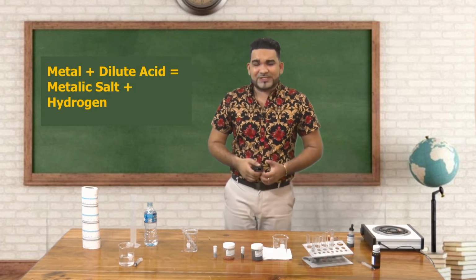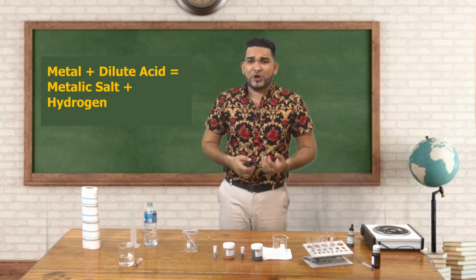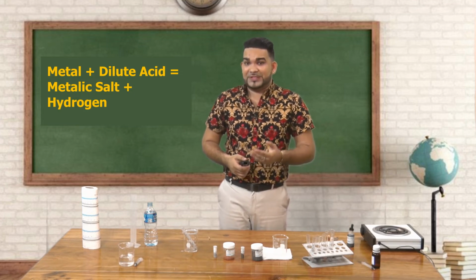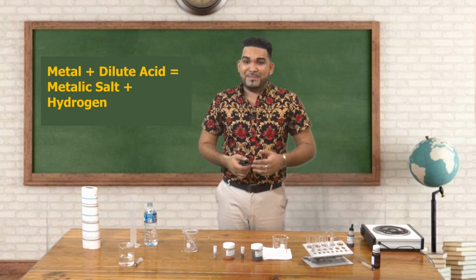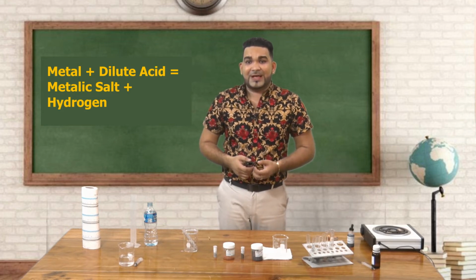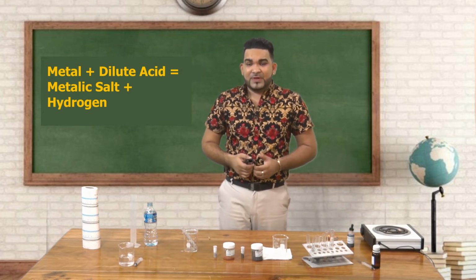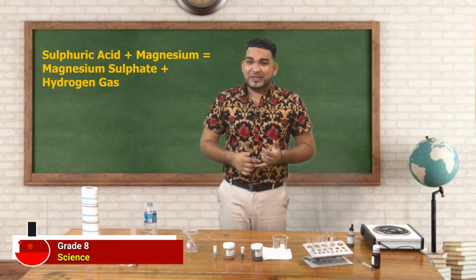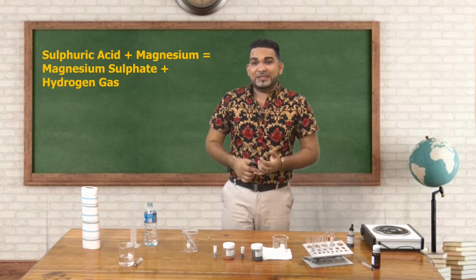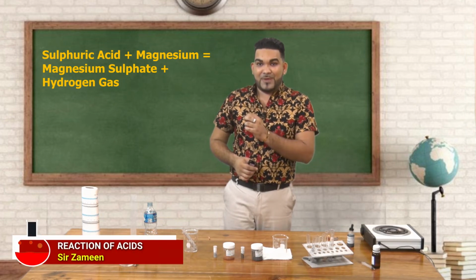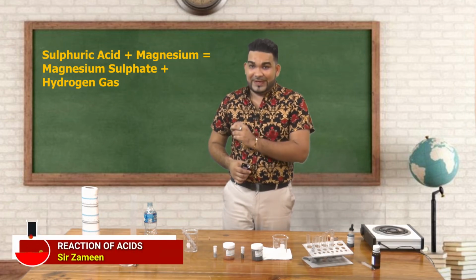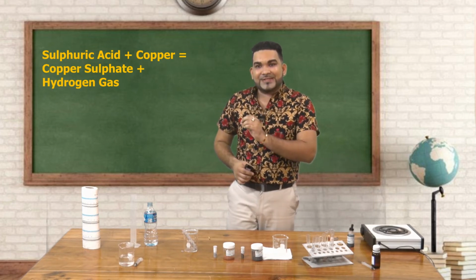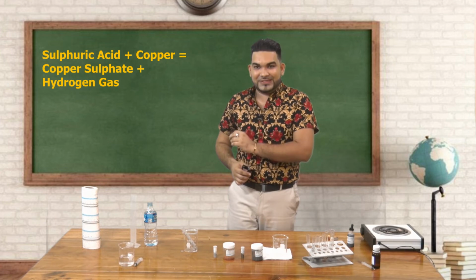Moving on, boys and girls, another fact that we can conclude is that when a metal reacts with a dilute acid, we have a metallic salt being formed as well as hydrogen. For example, when we react sulfuric acid with magnesium, we have magnesium sulfate being formed as well as hydrogen gas. Copper would give copper sulfate plus hydrogen gas.